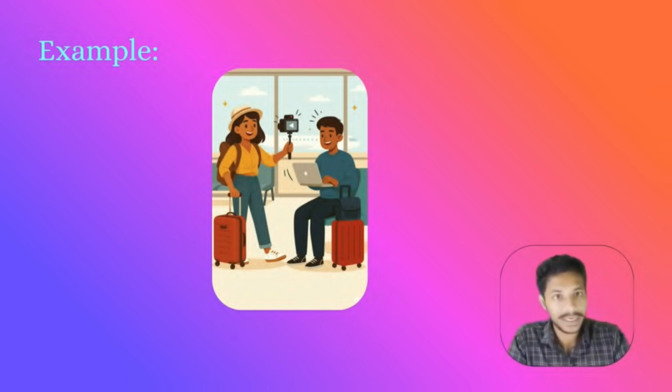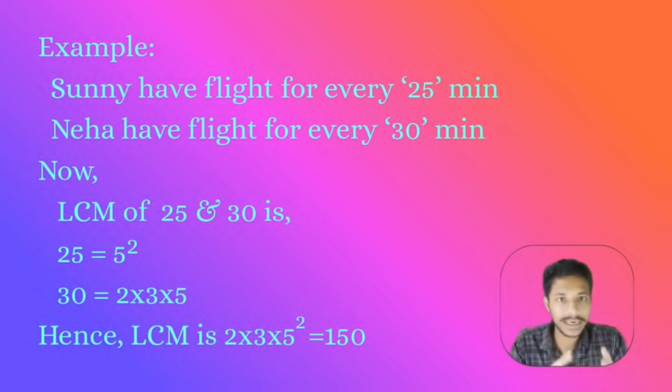For every 25 minutes, Sunny will have the next flight, and for every 30 minutes, Neha will have a flight. Since their destinations are different, they have flights at different intervals of time. Now, at what time will both have a common flight? This is the question, because they want to leave at the same time.